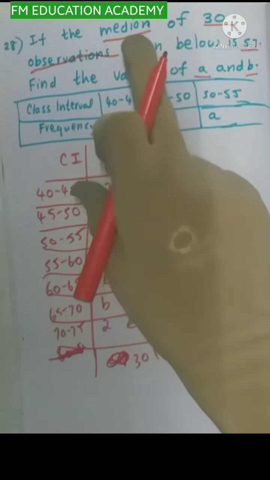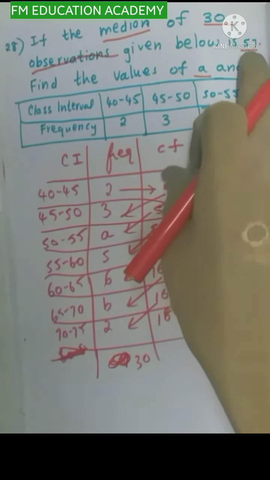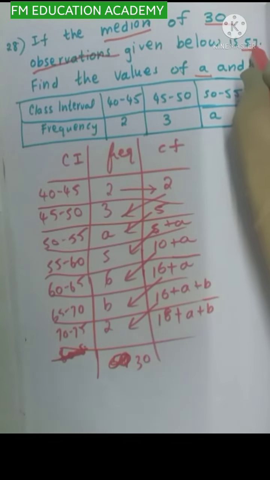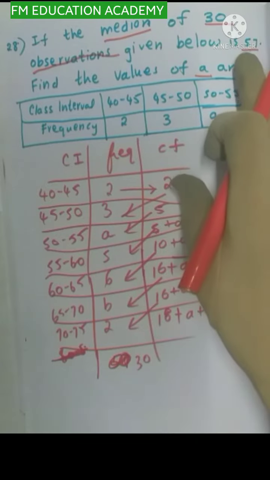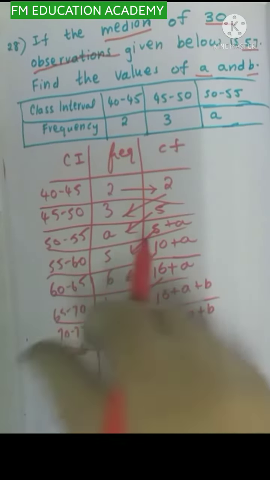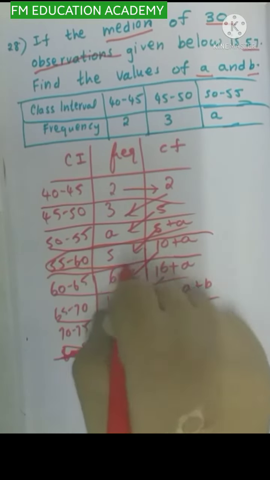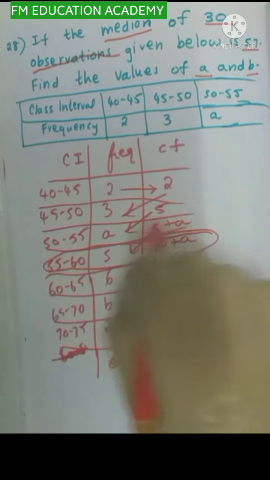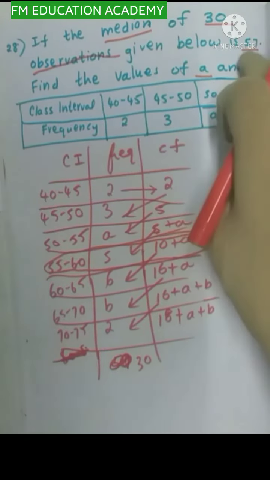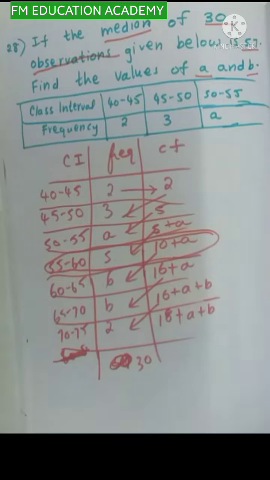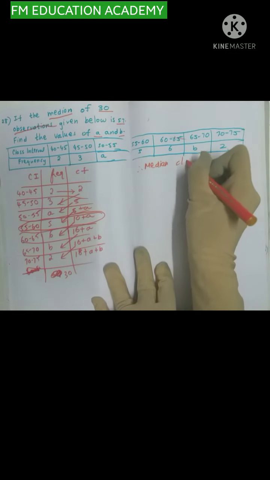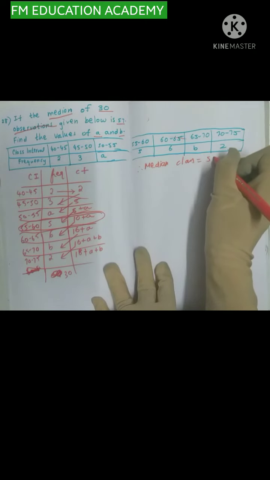And here it is given that the value of median is 57. So if the median value is given in the question, simply see in the class interval column between which 2 limits 57 lies. We can clearly see that 57 lies between 55 to 60. So what is my median class here? My median class is 55 to 60, because 57 is given as the median and 57 lies between 55 and 60. Therefore, median class is equal to 55 to 60.